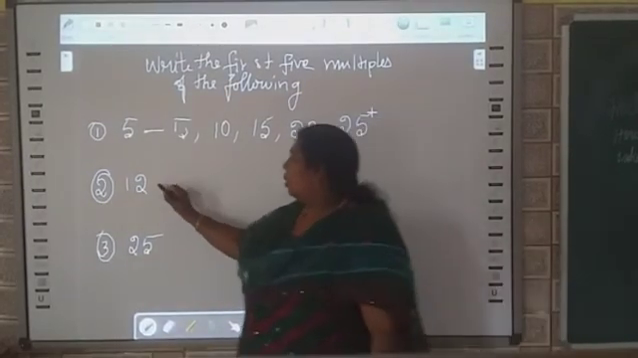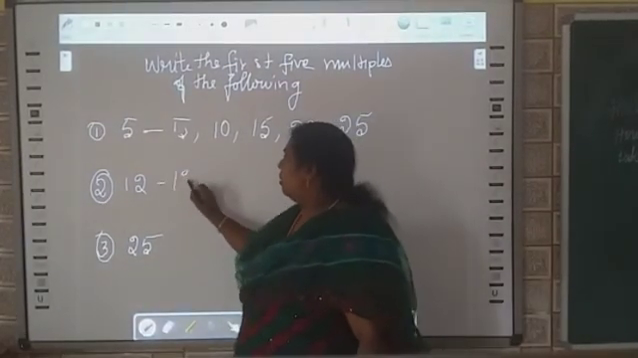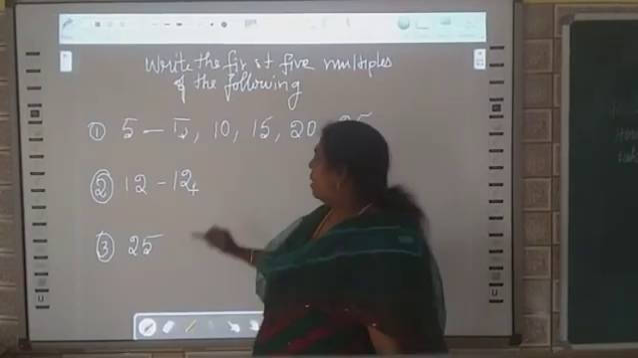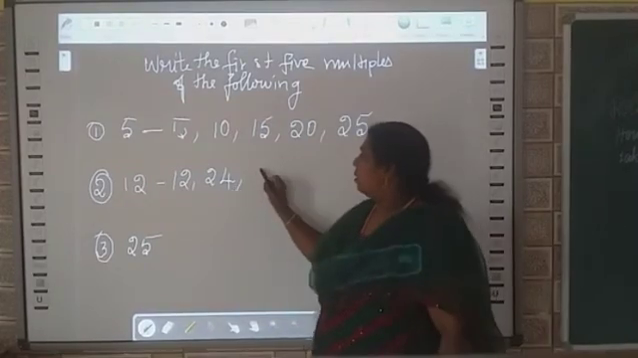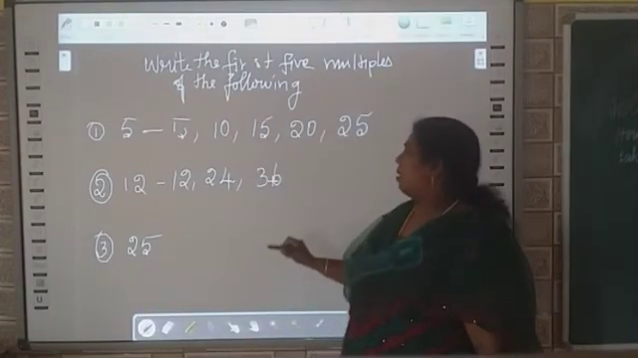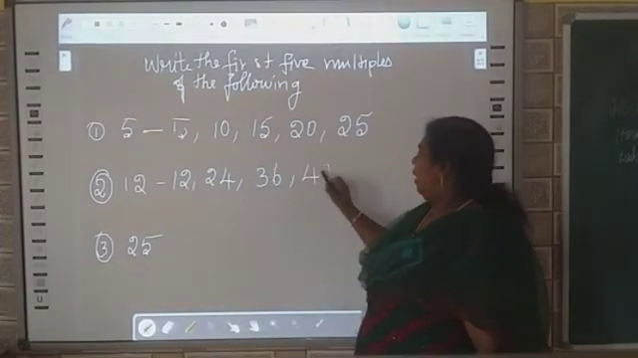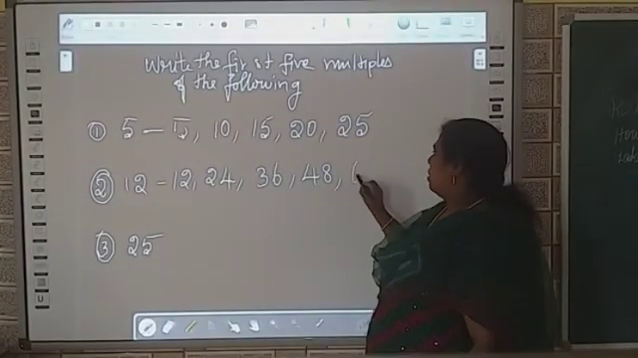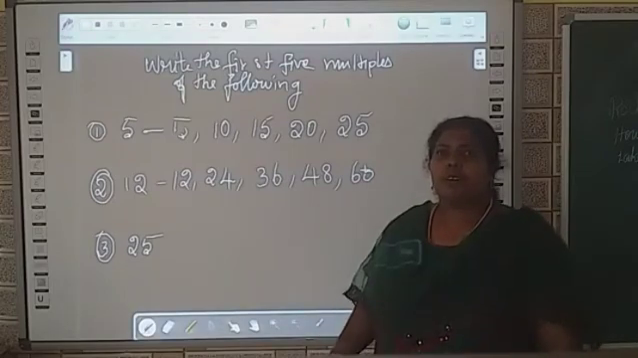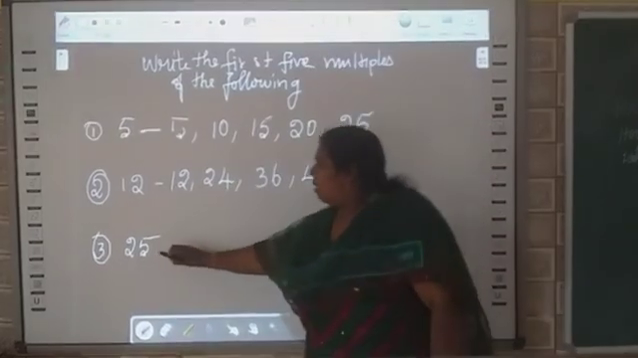Then the second question, 12. The first multiple is what? 12, isn't it? Then second, how much will come? 24. Then 36. Then 48, isn't it? 36, then 48, then 60. Isn't it? Then next question.